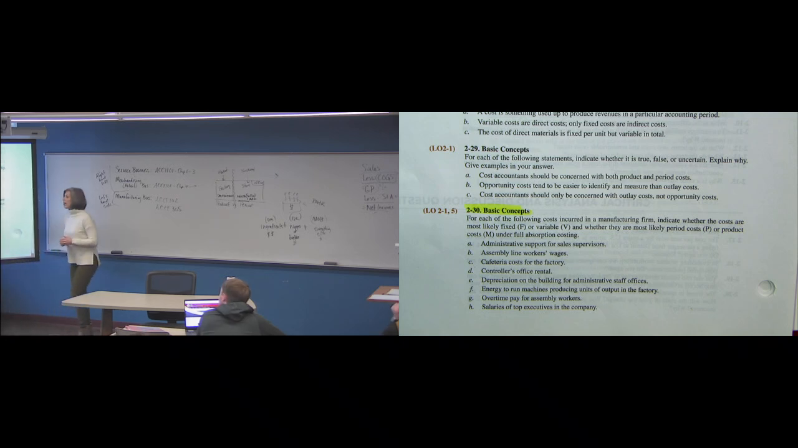Depreciation on the building for administrative staff. Period. That's okay. Keyword, administrative. Letter F, energy to run machines producing units of output in the factory. Product, right? Overtime pay for assembly workers. Product, yes, assembly. And then salaries of top executives. Period. All right, so we will pick up with that on Wednesday.